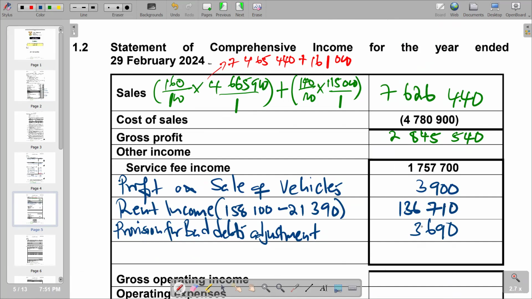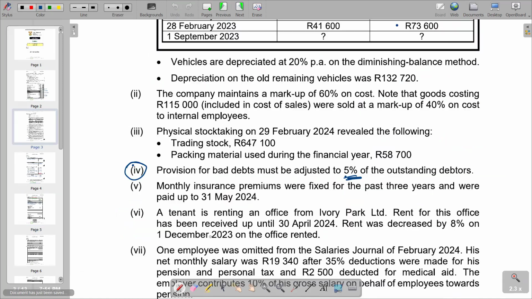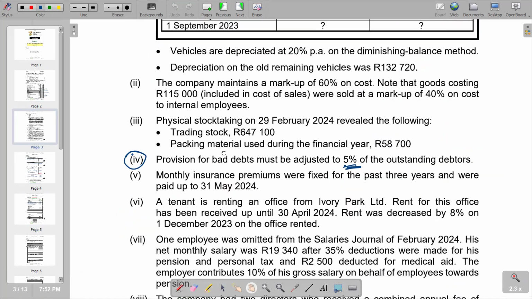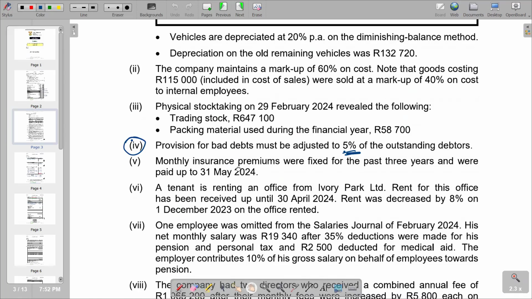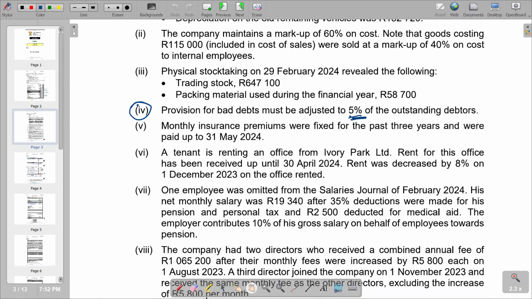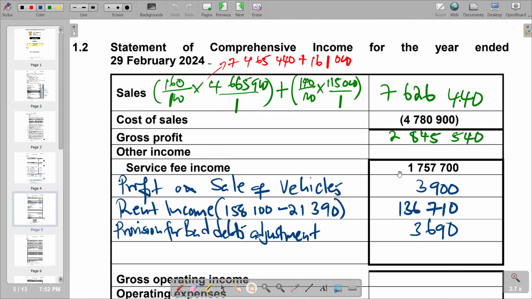Then from there, we can see that we've included all the other income according to the question. You can also verify by going through the information again. If you go to extra information, you can check if there is any further other income given in the question, but you're going to see that we no longer have any. So in that case, we add to get the total for other income: 1,757,700 plus 3,900 plus 136,710 plus 3,690.